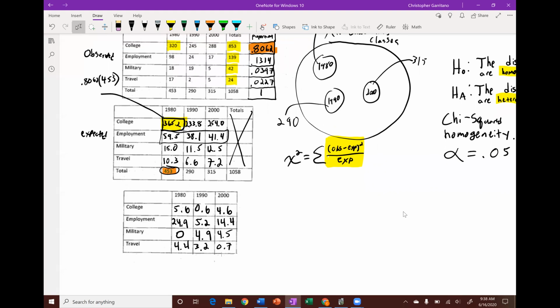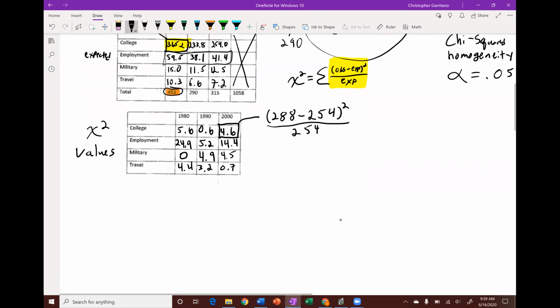Just to be clear, this is the table of chi-squared values. Each cell has its own value. And remember, each cell was calculated like this: this 4.6 was calculated by taking the observed 2000 college count, 288, minus the expected 2000 college count, which is 254, squaring that, and then dividing by expected. So each individual cell was calculated by taking the corresponding observed and expected and putting them into that formula. Notice totals don't matter. I'm just interested in the actual variables themselves.